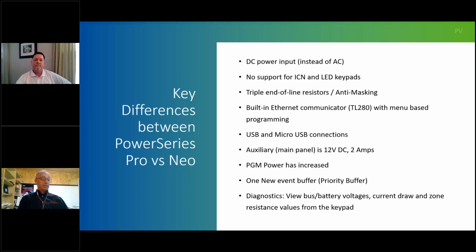Next one is also a good one. The panel offers you 2 amps of power instead of 700 milliamps with the Neo, so it's almost 3 times what the Neo offers you. PGM outputs have a little bit more current as well, 100 milliamps instead of 50 milliamps. And the last one, which is not the least, is the diagnostic features you have in the Pro. We'll also cover that part later on in the presentation.